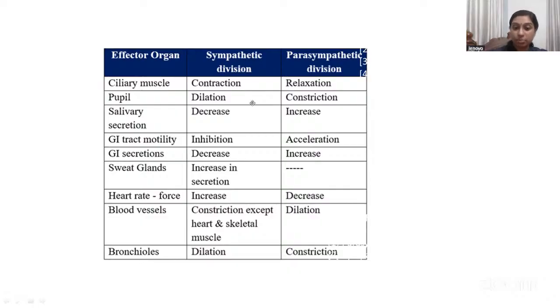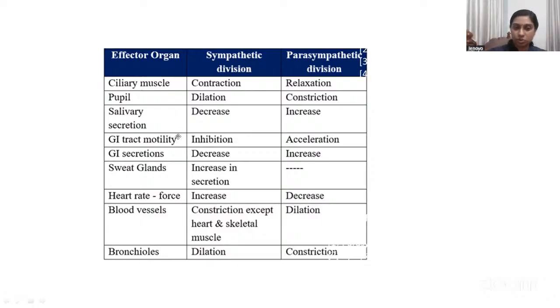Salivary secretion. What happens to salivary secretions? Usually dryness of mouth occurs due to sympathetic stimulation. We know that during viva or exam time, we can observe some dryness of mouth. Okay. So the reason for that is sympathetic division firing.